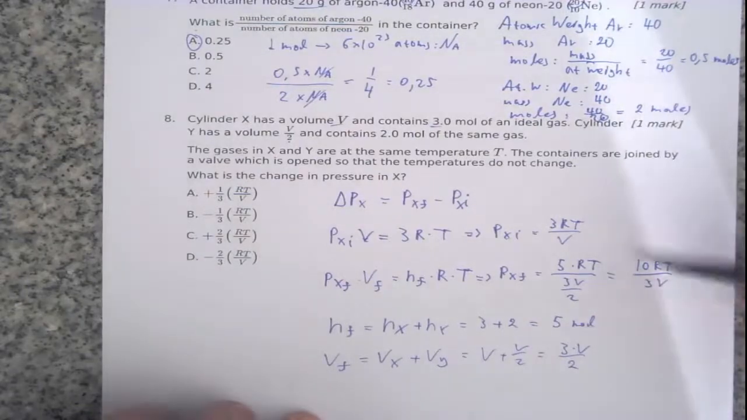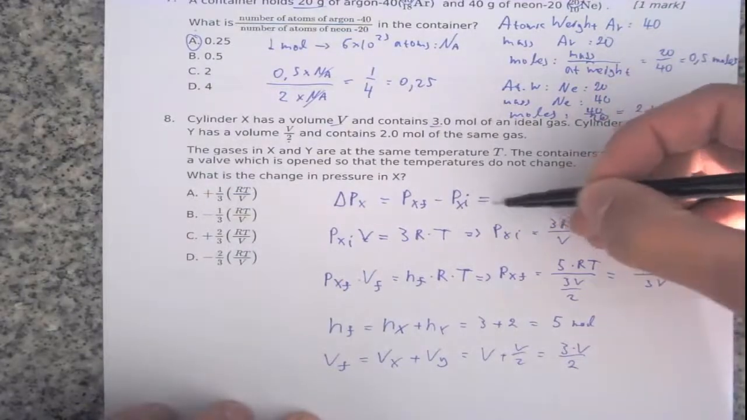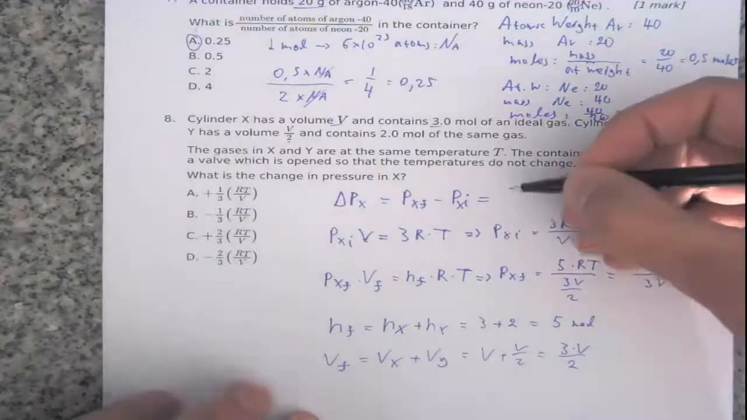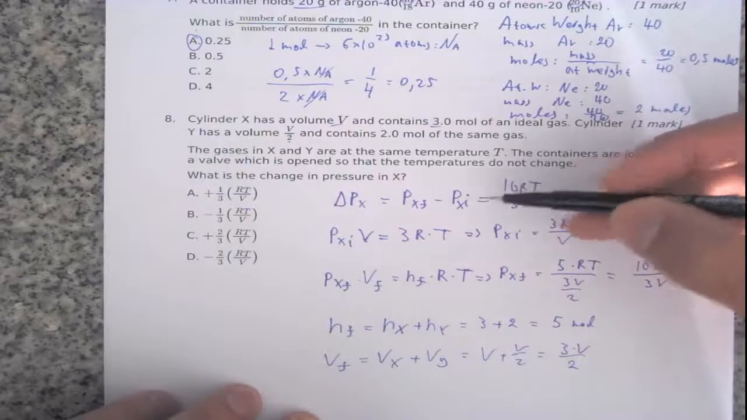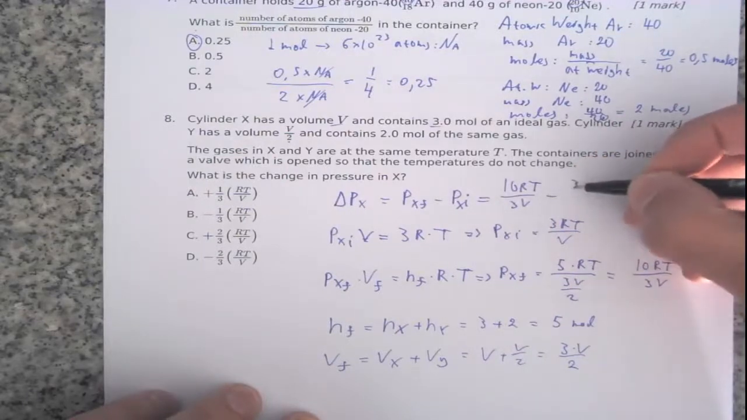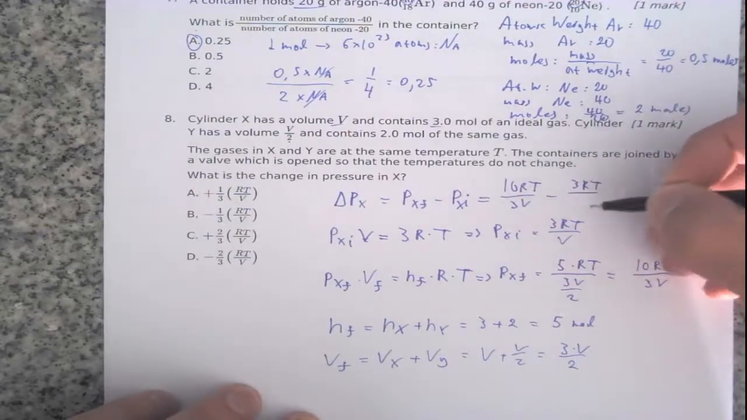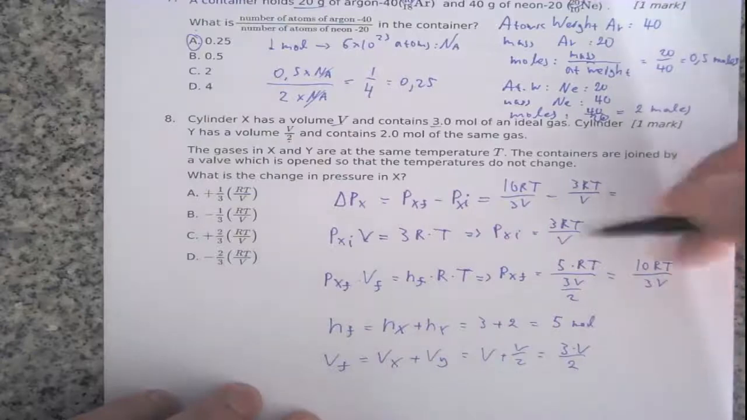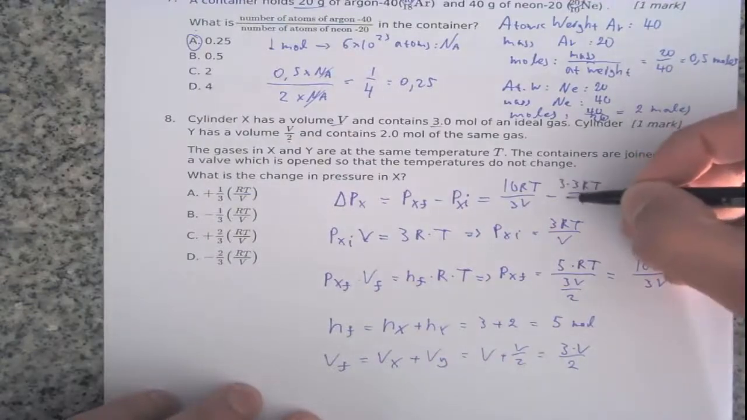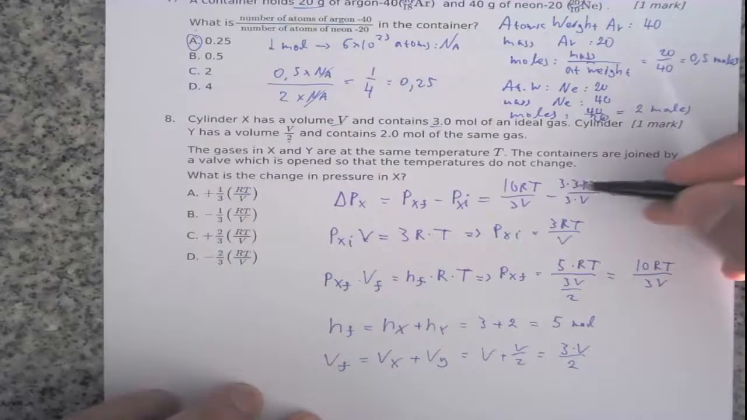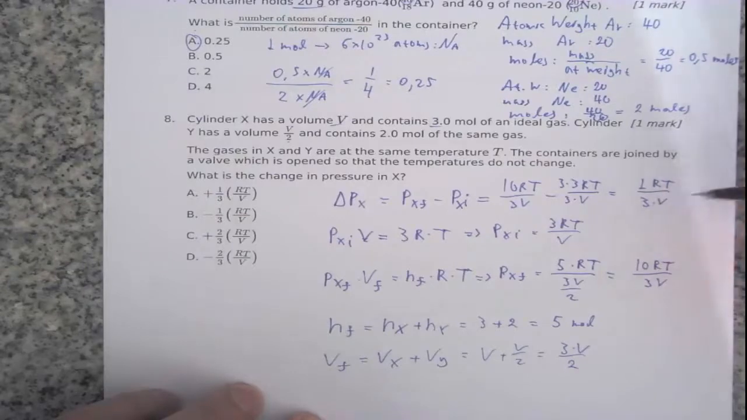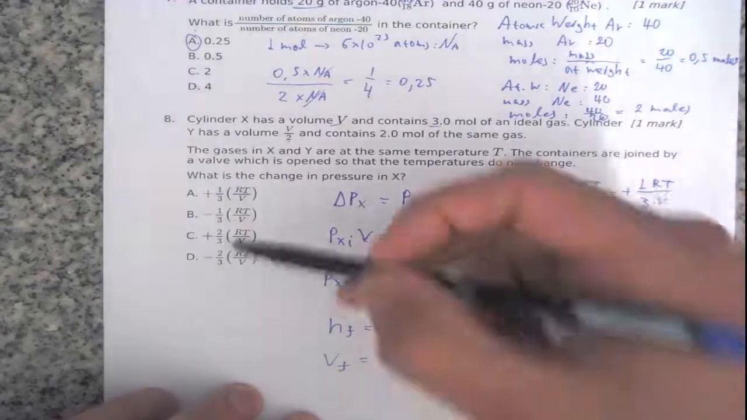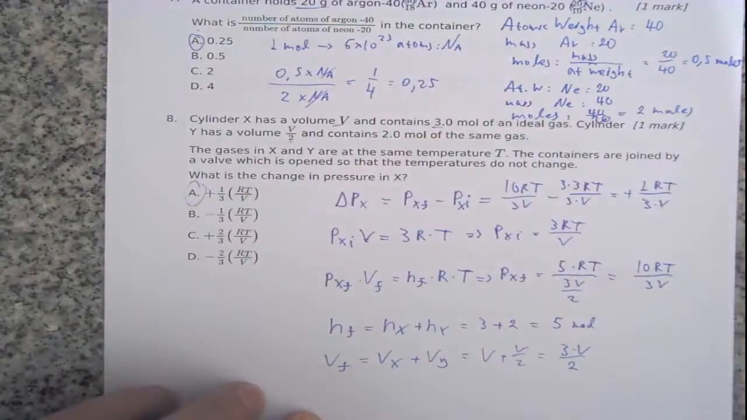The temperature again is the same. So this is what you need to do here: you need to make this subtraction. 10RT over 3V is the final pressure, minus 3RT over V, the initial. If you do the math here, you need to multiply both by 3. So you have 10 minus 9, 1 RT over 3 times V. And of course, it's positive, so here the correct answer is A.